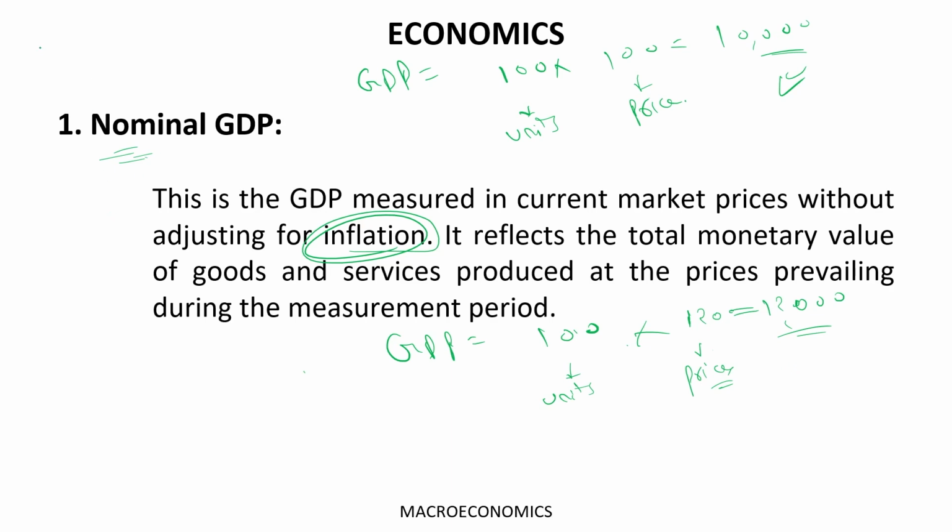Now what do you think? You will think that we have increased 2,000 value in our production. It means that our production of goods and services is increasing. But on ground, what is the picture behind it? The picture is your units are still the same. Instead of unit, your price has been increased. In the first instance, you had to pay 100 rupees. Next, you have to pay 120 rupees. Okay, so it is the nominal GDP.